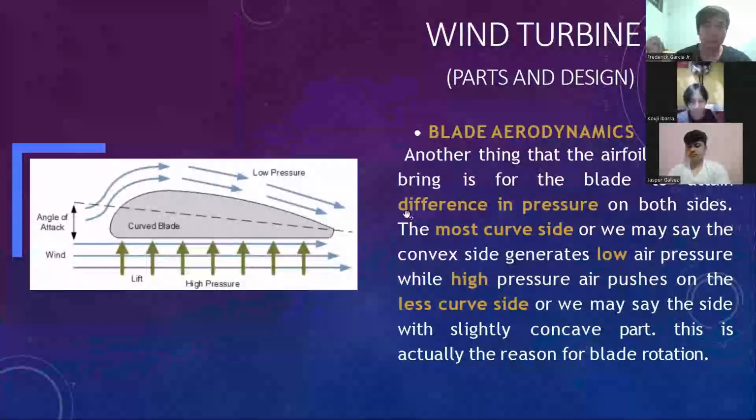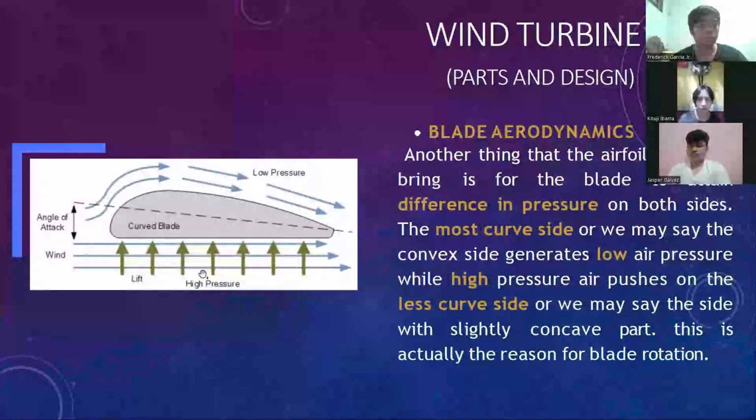So one of you please read again the blade aerodynamics bullet. So another thing that the airfoil is able to bring is for the blade to attain a difference in pressure on both sides. The most curved side, or we may say the convex side, generates low air pressure, while the high pressure air pushes on the less curved side, or the side with a slightly concave part. This is actually the reason for blade rotation.